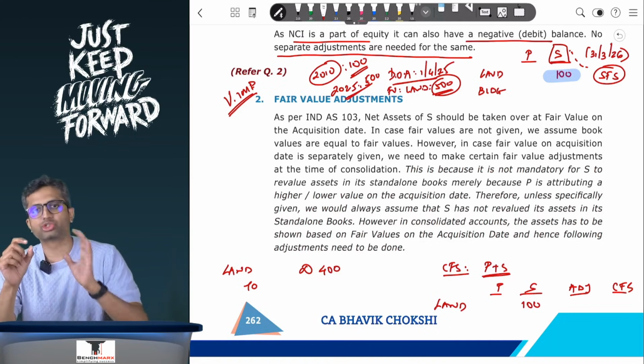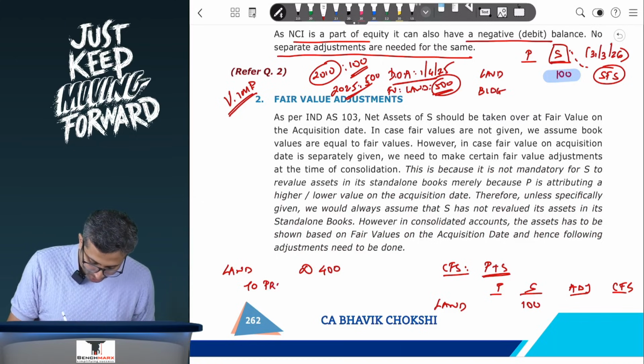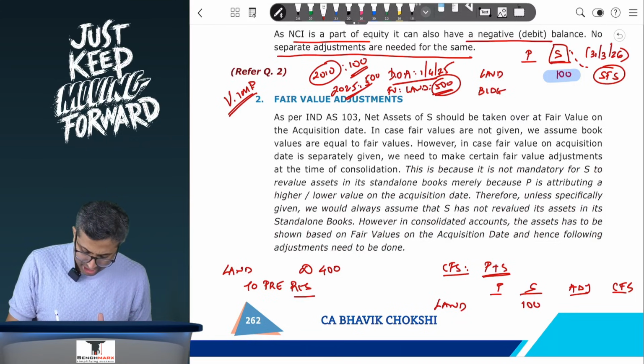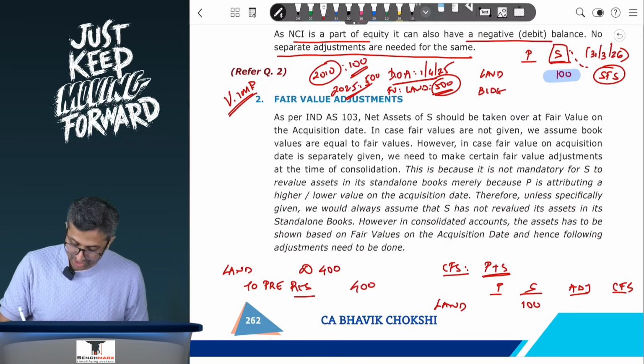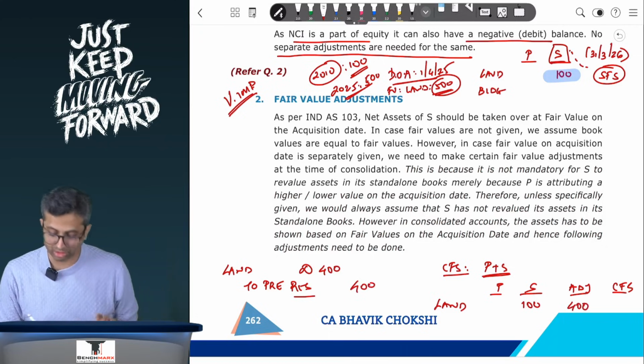This is a change which has already happened up to the date of acquisition, and hence this will be to pre-acquisition reserves. Let's say this can be the pre-acquisition P&L, retained earnings, whatever it is. This is 400. So these are the two effects. So first effect will be your land will increase by 400. So 100 plus 400 will become 500.